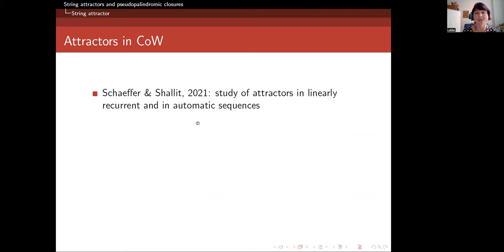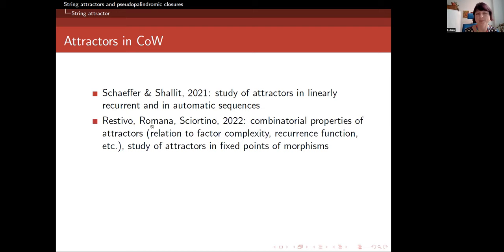Schaeffer and Shallit also studied automatic sequences in their paper. They gave results concerning the construction of minimum size attractors of prefixes, and they also considered the asymptotic behavior for attractors of prefixes of automatic sequences and also minimum size attractors of linearly recurrent sequences. And then let me mention some more results from the paper by Restivo, Romana, Sciortino. They studied also combinatorial properties of attractors, like the relation to factor complexity or to the recurrence function, and they also defined some more possible measures like span or leftmost attractor. And they studied also attractors in fixed points of morphisms.